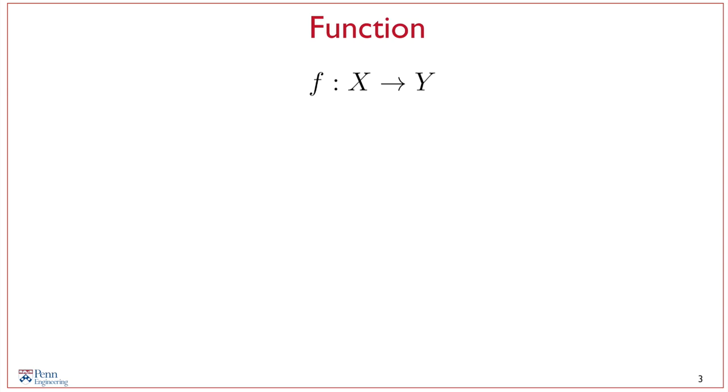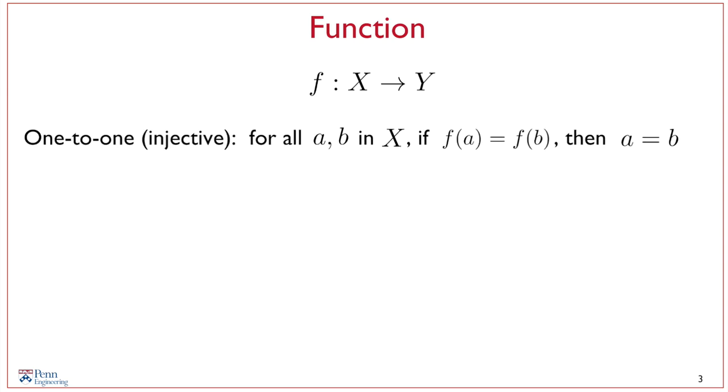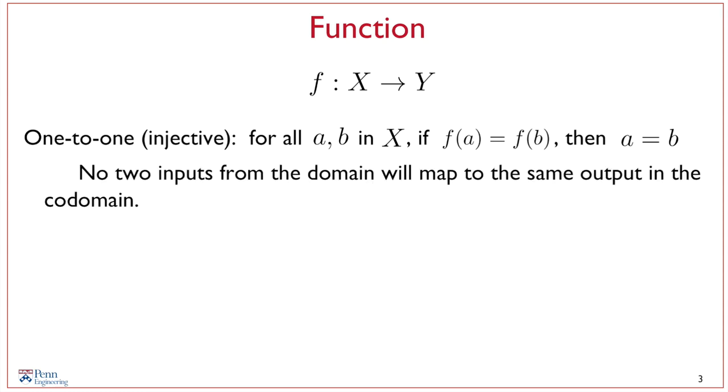A function is one-to-one or injective if for all a and b in the domain x, if f of a equals f of b, then a equals b. In other words, no two inputs from the domain will map to the same output in the codomain.